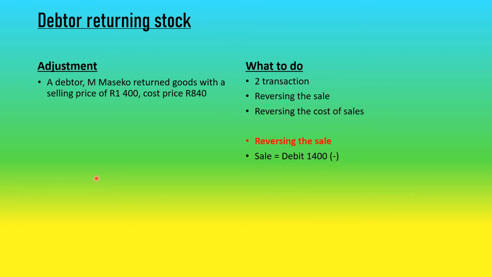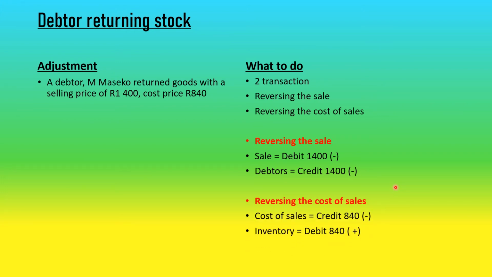So now let's talk about reversing the sale. If you're reversing the sale, you're automatically going to reduce your sale by 1,400 and therefore you're going to also credit your debtors by 1,400 because you no longer owe them that money. If you're reversing the cost of sale, you're going to reverse 840 out of your cost of sales because if you haven't sold something, you can't have a cost of that item in your income statement, and you're also going to increase your inventory by 840.